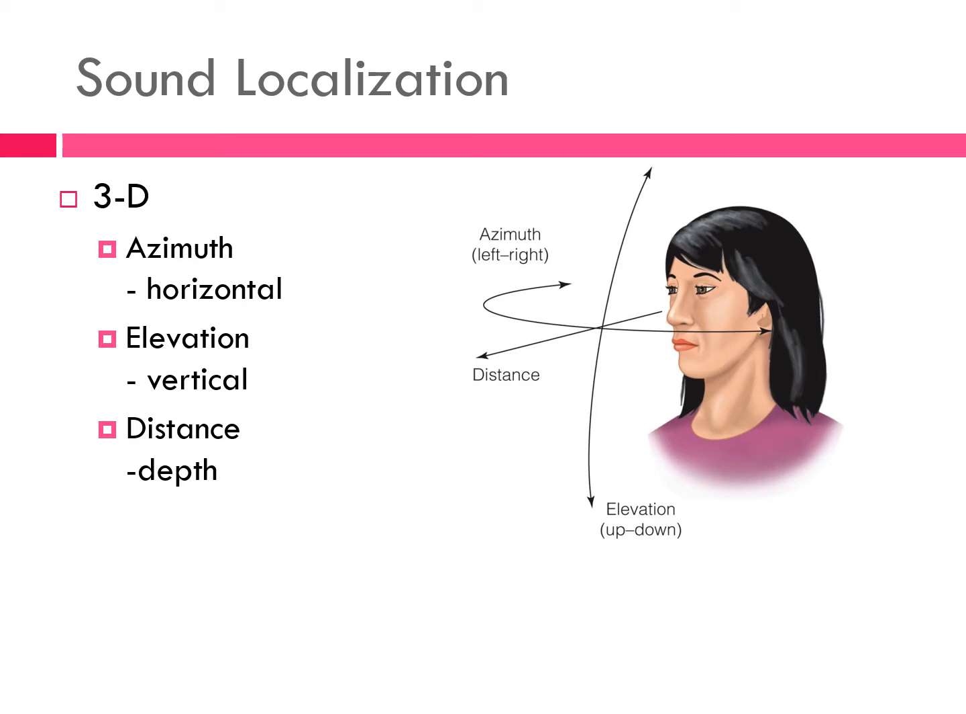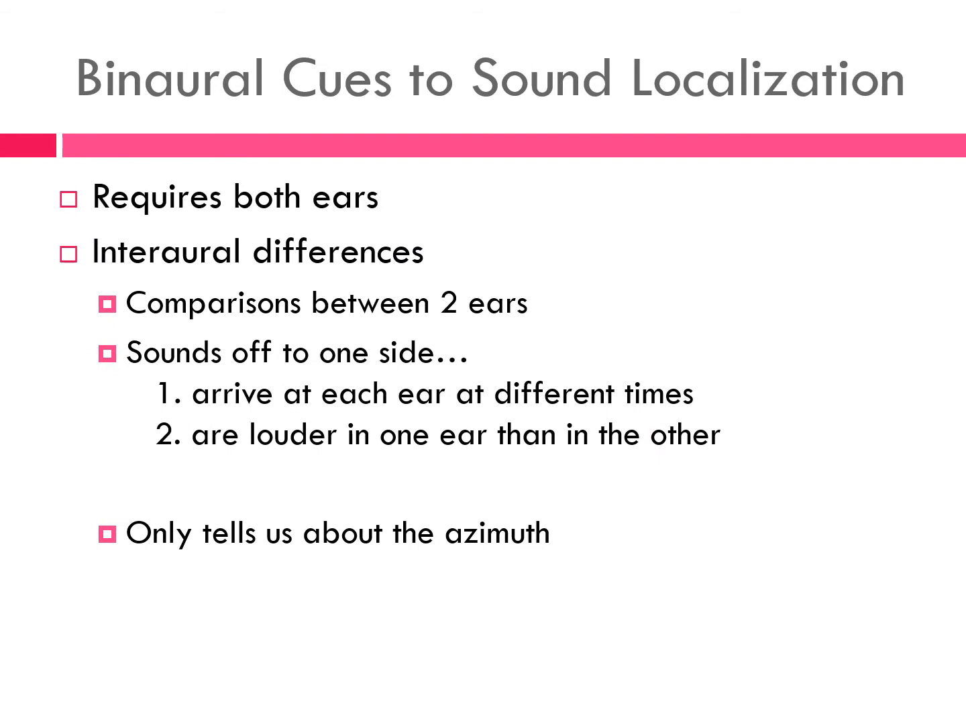What we're going to talk about are the horizontal plane, so the azimuth, and I'm going to start with that, and then we're going to talk about the vertical plane, so the elevation of sounds. Starting with the azimuth, I'm going to start by talking about these binaural cues to sound localization. Bi meaning two, oral meaning ears, meaning this requires both ears.